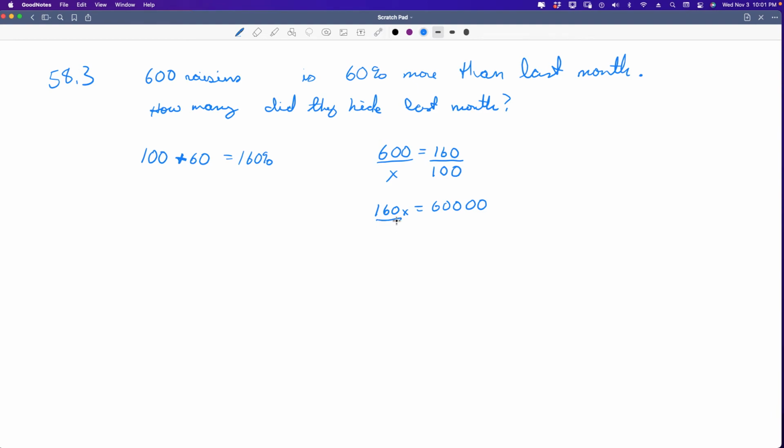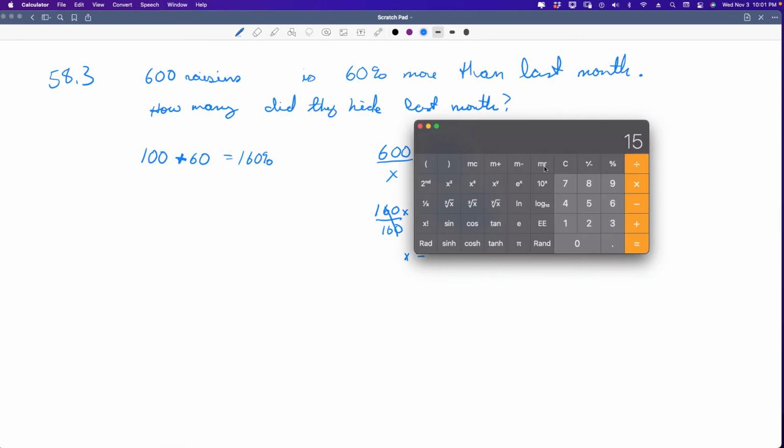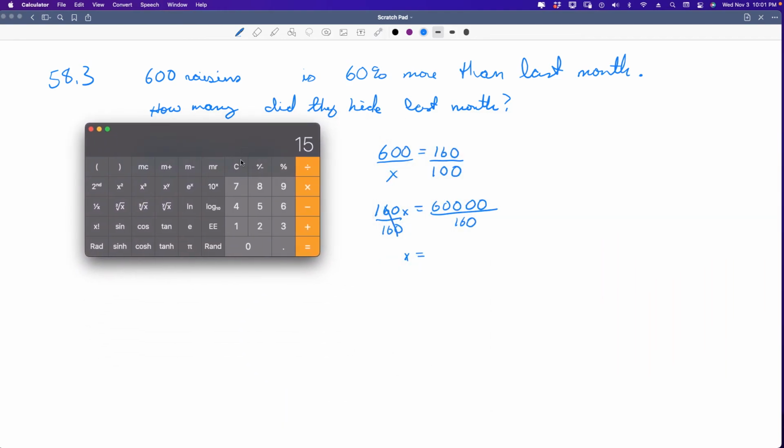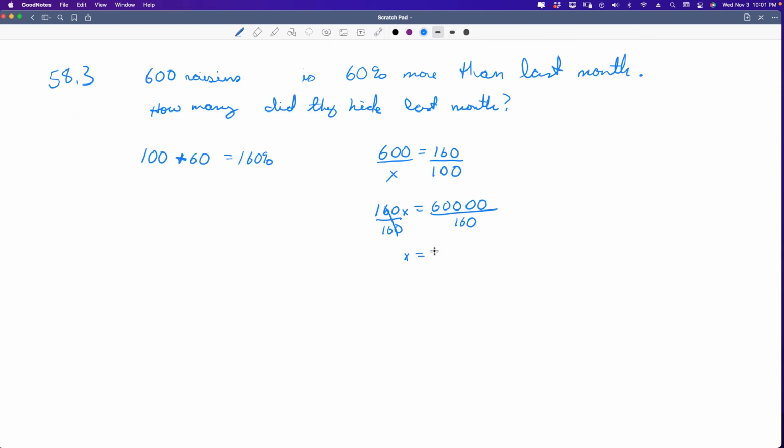Now we can divide both sides by 160. This cancels. If we divide this by 160, then how much they did last month is going to be 6, 1, 2, 3, 4. That's how many zeros? 1, 2, 3, 4. Okay. Divided by 160 is 375. So they did 375 raisins. They hid 375 raisins last month. And they hid 600 raisins this month.